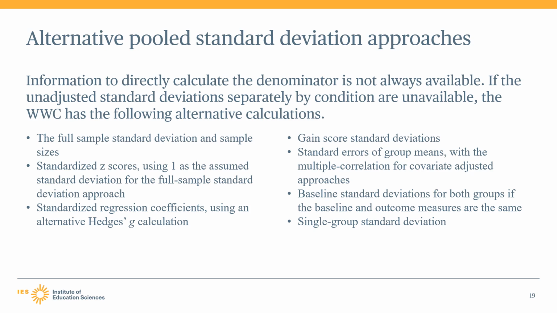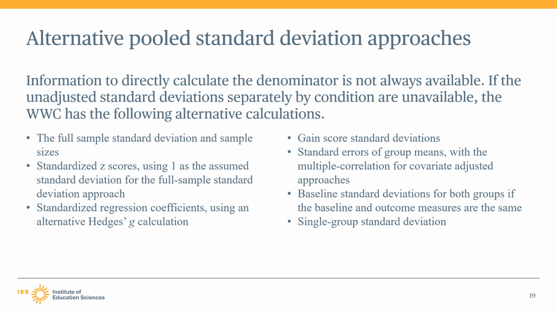The WWC also can calculate effect sizes from standardized regression coefficients, which are sometimes called beta weights in the literature. If study authors report these standardized regression coefficients, then the WWC can calculate the effect size using an alternative formula and the sample sizes by group.